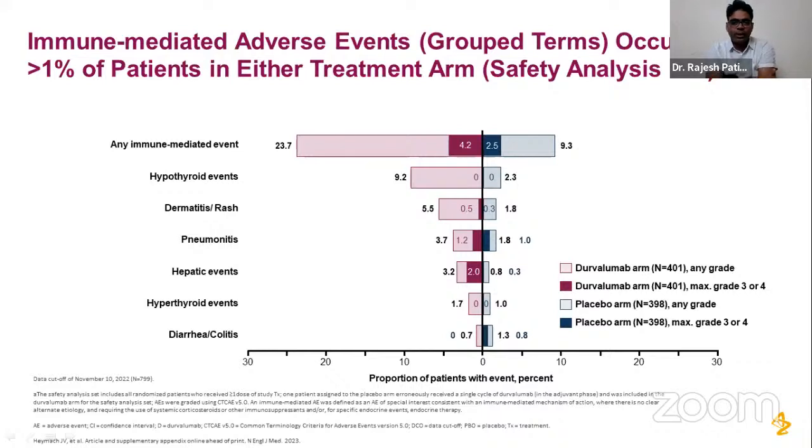If you see the immune mediated adverse events, a total of around 25% of the patients had any immune mediated adverse event. Among them, only 4% had grade 3 and grade 4 adverse events in the durvalumab arm. The common immune mediated adverse events were hypothyroidism, which were all grade 1, grade 2, dermatitis, and pneumonitis. Hepatic events were seen in 3.2% of the patients. Among them, 2% had grade 3, grade 4 hepatic events. Hyperthyroid events were seen in around 2% of the patients.